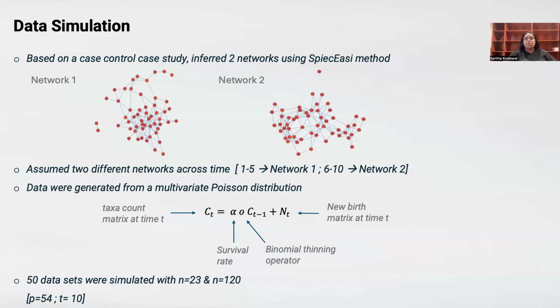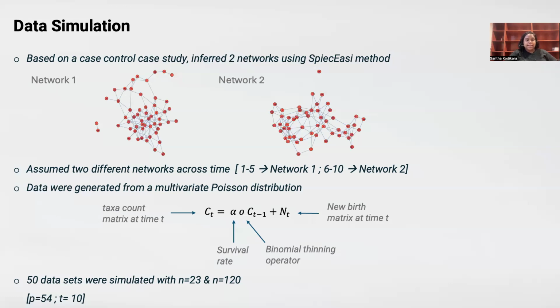So you reduce the counts, assuming that some taxa that were alive at the previous time point are going to die during the current time point, and also there are some new births based on a multivariate Poisson. In the simulation, I simulated 50 data sets with n equals 23, which is the smallest sample size, and n equals 120. In all these 50 data sets, my p, or the number of taxa, is set to 54, and the number of time points is 10.